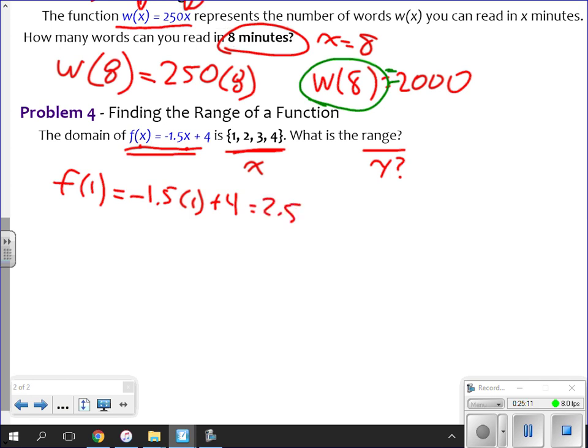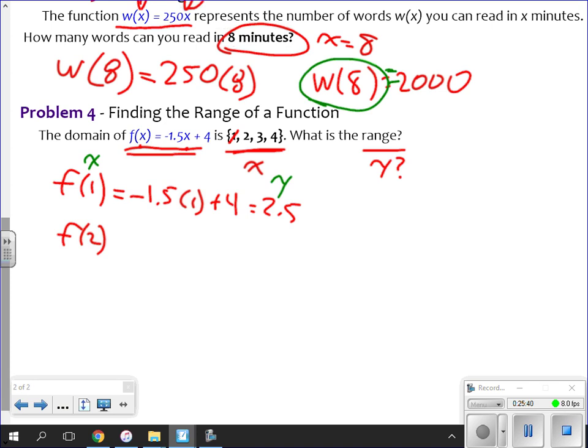So when x is 1, y is 2.5. There's one of my y values. Now I have to get the rest of them. So I do the same thing again. And this is what I like about function notation. I figured out what it is for 1, and now I want to do it for 2, so now I take f of 2.